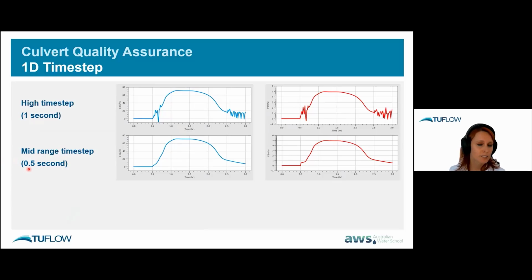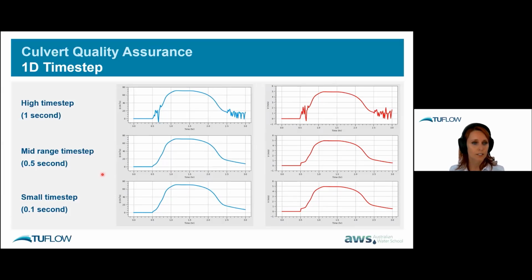And with a mid-range time step, 0.5 seconds, I get these nice smooth flows and velocities throughout the culvert. To confirm that this time step can be used, I will also run a small time step, possibly 0.1 second for this model, to confirm that the flows and the velocities are exactly the same as the case above. And if they are, I can agree to adopt the mid-range time step. That's all I wanted to share with you guys. I will invite Bill back to give you some final notes on the presentation.